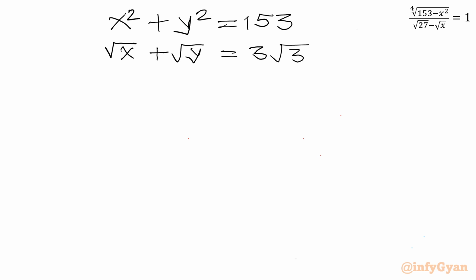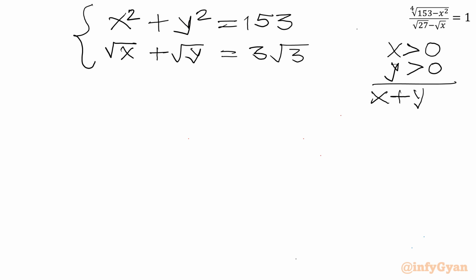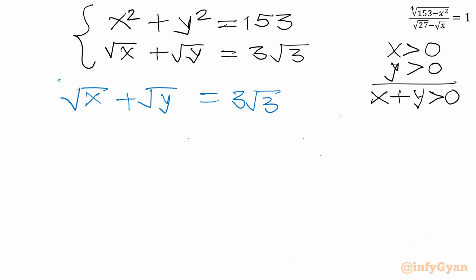Now for solutions to be real for this system, x should be greater than 0 and y should be greater than 0. Conclusion is x plus y must be greater than 0. We will reject those values of x plus y which will come out negative. Let's solve. So I will consider the second equation of this system, root x plus root y equal to 3 root 3, and consider squaring both sides.